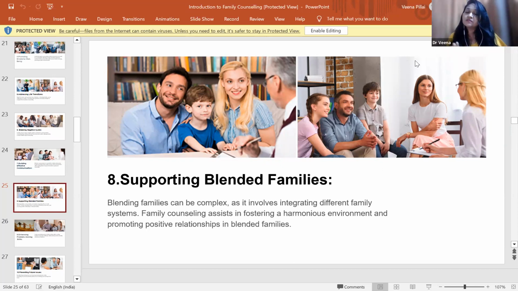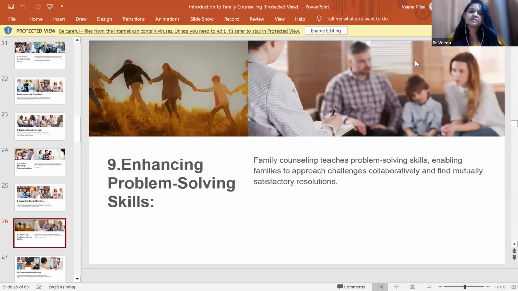So this family counseling will be helpful for you to tackle such sort of situations. So, enhancing problem solving skills. It helps the family members to work collaboratively and also to resolve conflicts, and also if ever there is any sort of crisis in the family, it helps all the family members to collectively make decisions or arrive at solutions which could be very helpful for them to have mutually satisfactory resolutions.